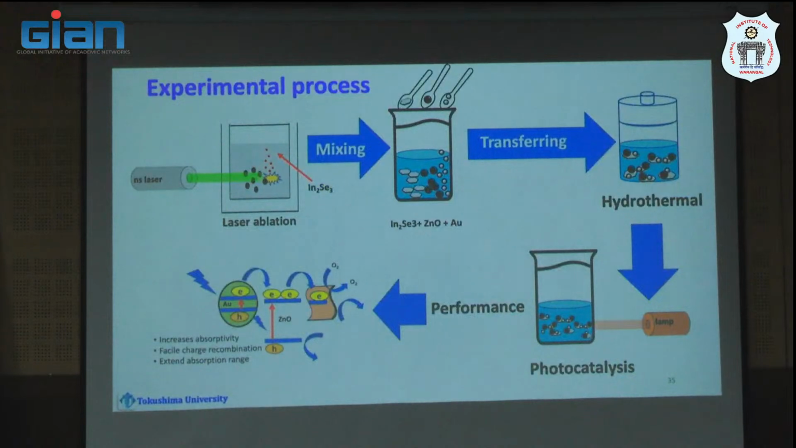This is the same thing. Indium selenide, which was created by laser ablation, was mixed with the zinc oxide and Au. Here Au was also created separately by laser ablation, and zinc oxide by the sol-gel method. So each individual nanostructure was created by a different technique. They are mixed together and put into the hydrothermal autoclave, and after the hydrothermal process we can create the ternary composite.